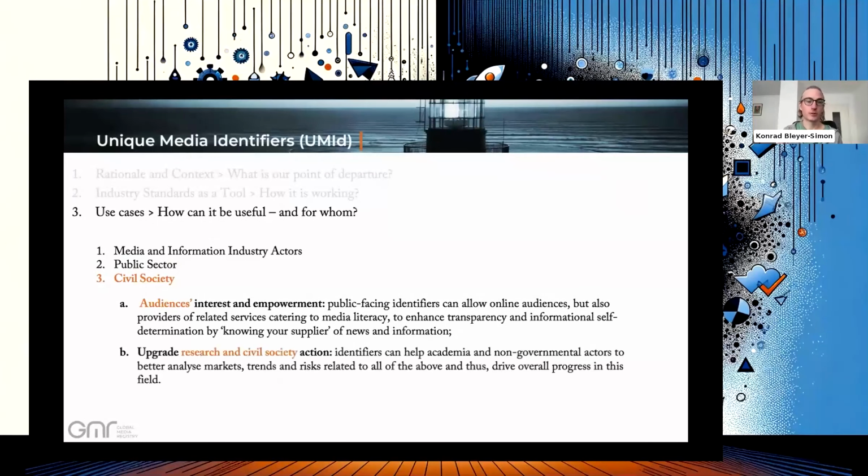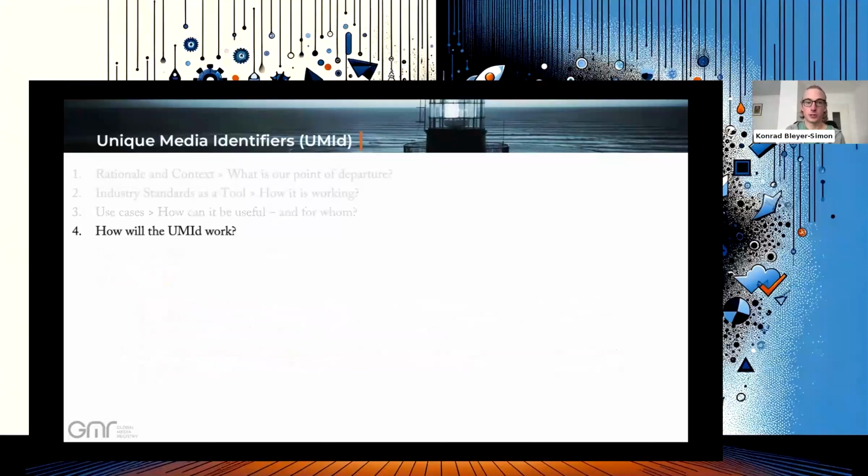And then the last point is upgrade for research and civil society action. So there are lots of great uses for it also in academia and media studies, and it makes it just much better and much easier to understand the media environment as it is. And then we can go to the next slide, which is almost the last one.